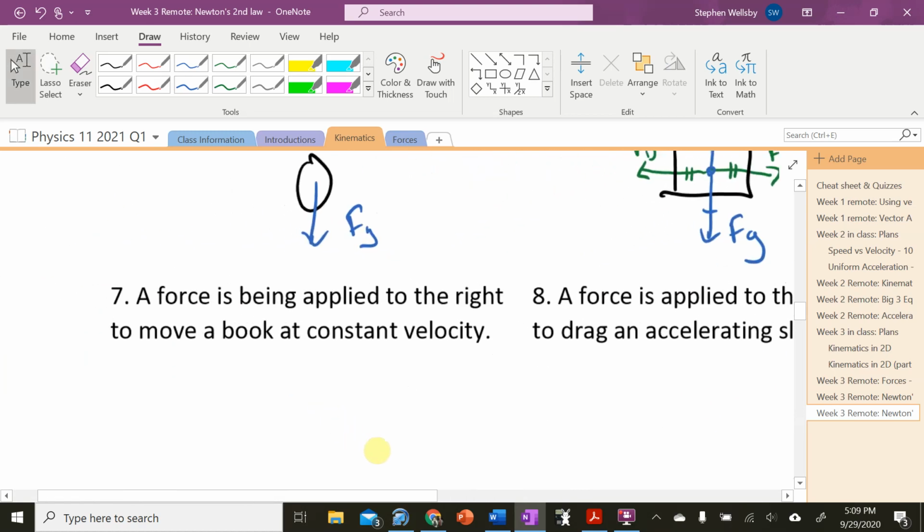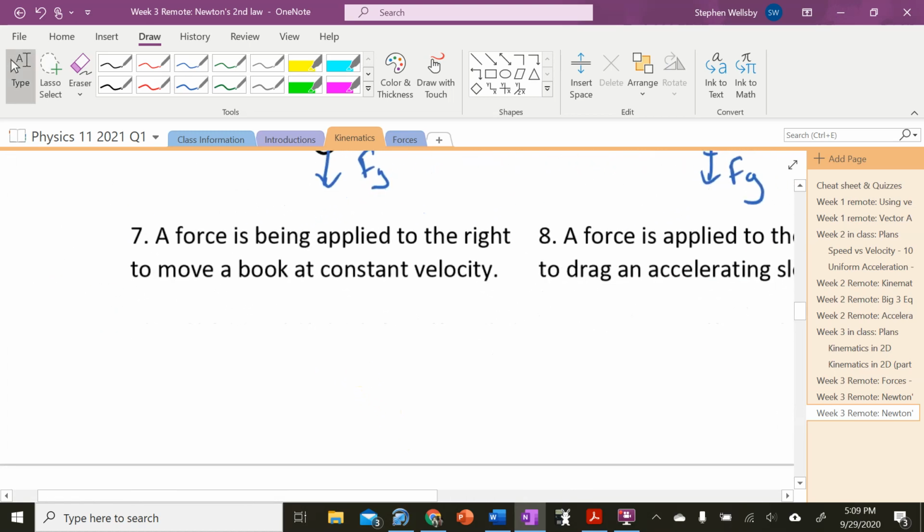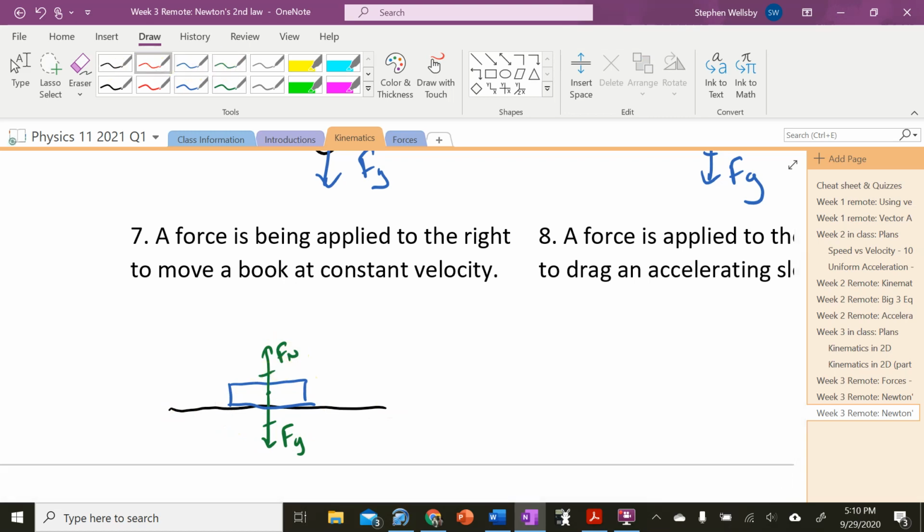All right, and let's take a look at this one. Force is applied to the right to move a book at a constant velocity. So this is a bit of a tricky question. We've got our table surface, and we've got a book that's lying on top, and we're looking at the forces. So again, force of gravity is matched with the normal force, and we also know that I'm applying a force to it. We'll call this Fa, but it's moving at a constant velocity.